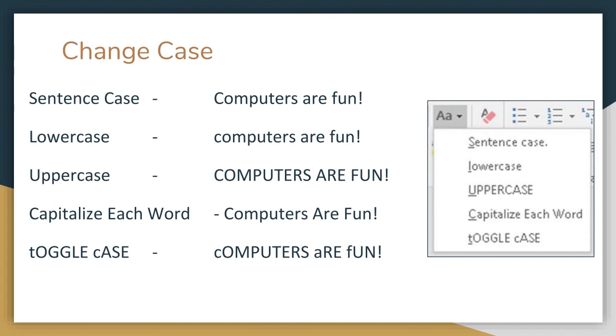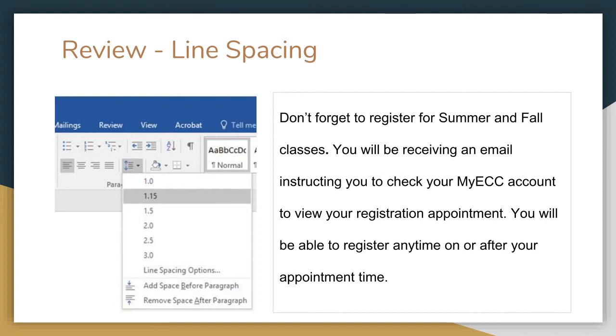be. So sentence case is where the first letter is capitalized of each sentence. Lowercase is where everything is lowercase. Uppercase is where all the letters are uppercase. Capitalize each word is where the first letter of each word is capitalized. And toggle case is the opposite of capitalize each word, where the first letter is lowercase and all the other letters are uppercase. Monday we talked about line spacing.